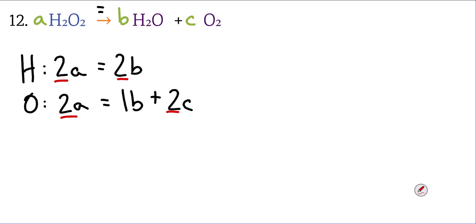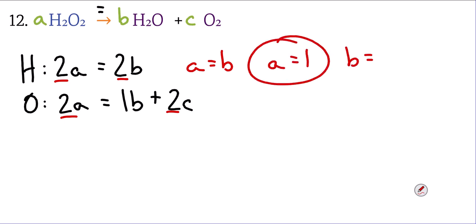2 H's with A, 2 H's with B. So 2A equals 2B. Do the same for oxygen. Then you'll need to set a variable equal to 1 and solve for the rest.